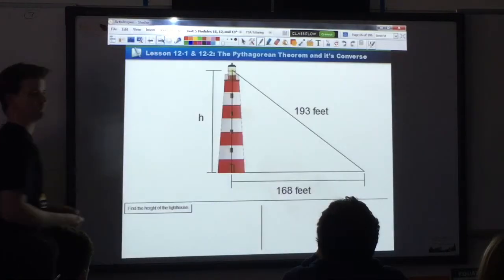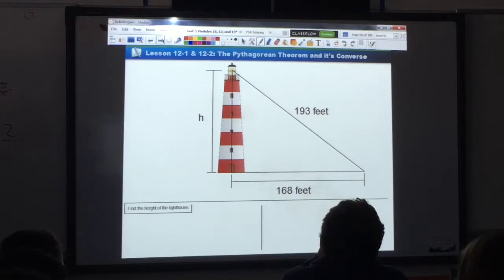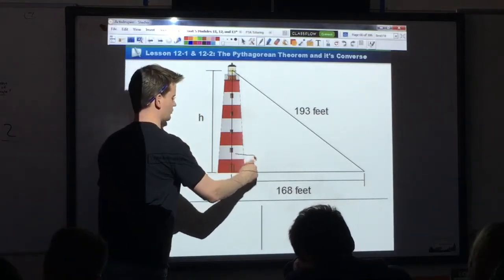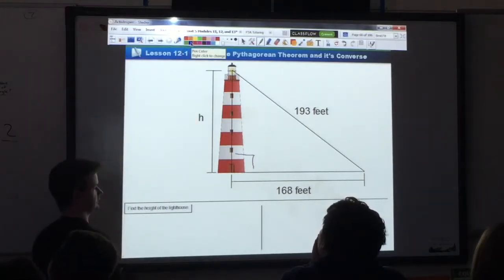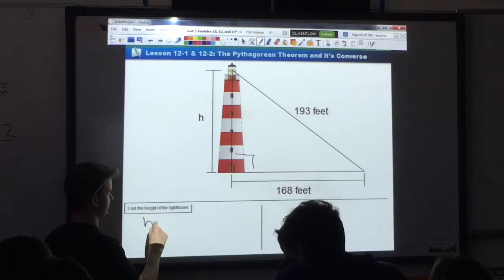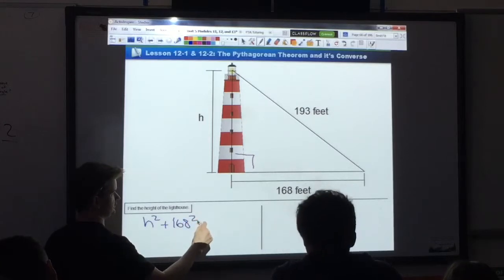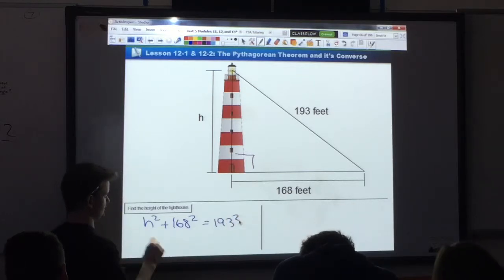Try one more here. Let's go to Juan. What are we trying to find here? The legs. We're trying to find one of the legs, right? The height of this lighthouse represents one of the legs. Here's my right triangle right there. So I'm trying to find one of the legs. What equation could you write for this? H squared, okay, yeah, we can use H. H squared plus 168 squared equals 193 squared. And then Juan, what is 168 squared?